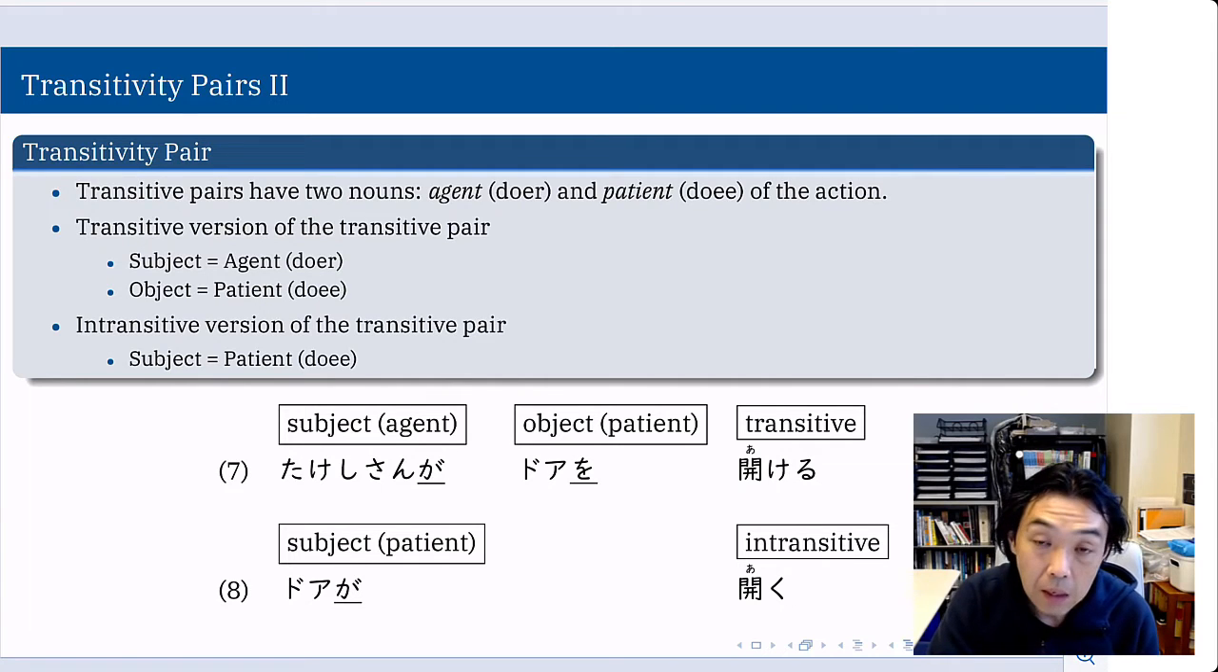One thing you may notice is that in Japanese, we have slightly different verbs for transitive and intransitive verbs. So akeru is open as a transitive. Aku is also open, but this is intransitive. So in English, you use the same verb, open, in both transitive and intransitive, but in Japanese we have slightly different verbs. They are similar but not the same.